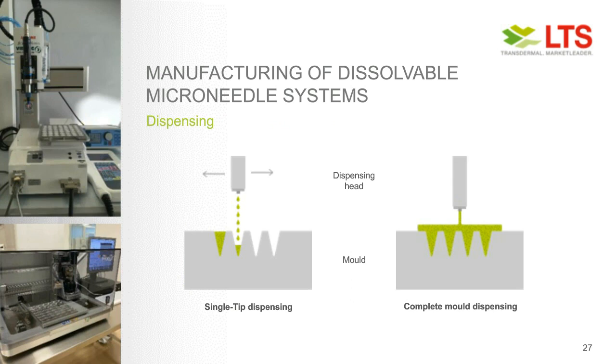Basically, we have two general principles for how we can dispense, meaning how we get this into our so-called molds. The mold is the negative of a needle, and on the left side we have single tip dispensing, where we move our dispensing head, like you may know from inkjet printing. You move over a cavity, you dispense, you move to the next cavity, you dispense, until the microneedle array is completely dispensed.